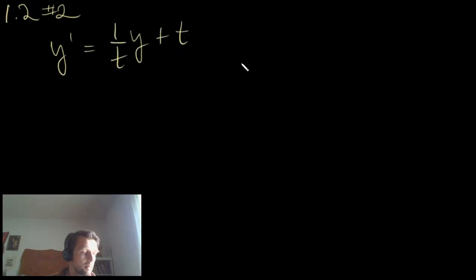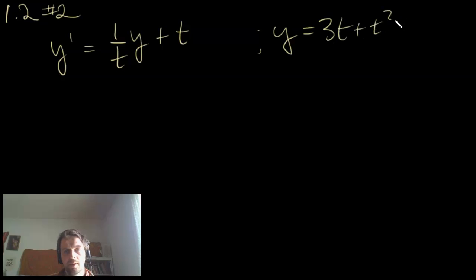Great, so we're going to look at problem 2 from section 1.2, and this is giving us the equation that y prime is equal to 1 over t times y plus t, when t is positive, and we want to verify that y being equal to 3t plus t squared is a solution.